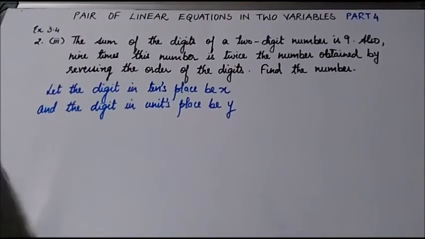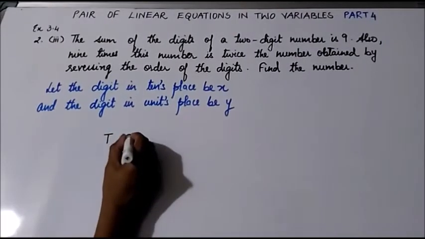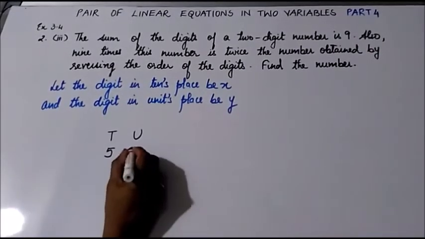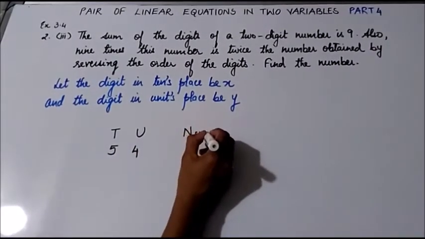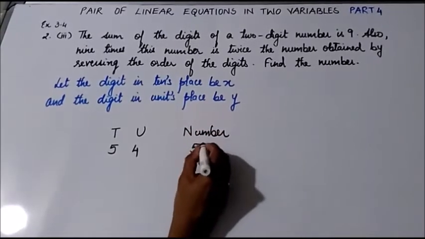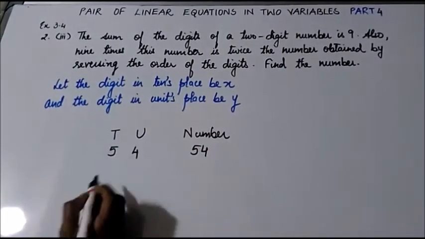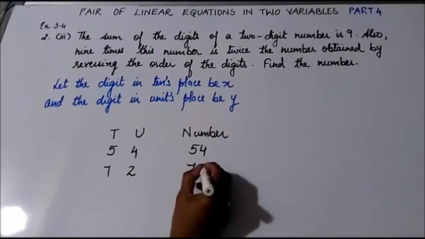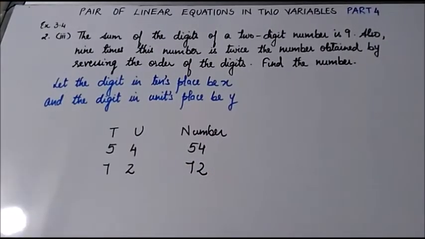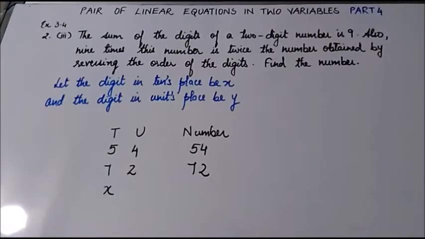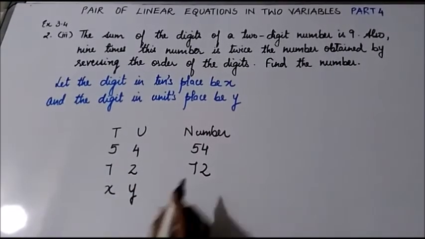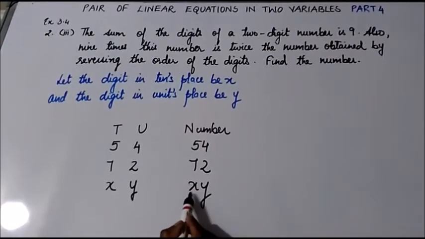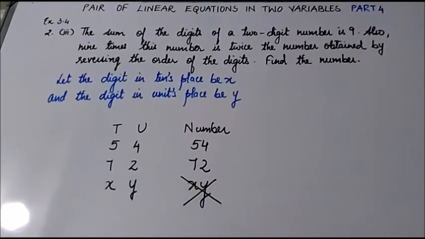Now suppose we are given, let this be the tens place and let this be the units place. In tens place the digit is given as 5 and in the unit place the digit is given as 4. What will be the number equal to? Number will be equal to 54. Let us take one more example. Suppose the digit in tens place is 7 and the digit in the units place is 2. The number becomes 72. But here what have we taken? The digit in the tens place is x and the digit in the units place is y. Is the number equal to xy? No, because in mathematics xy means x multiplied by y. So this is wrong.